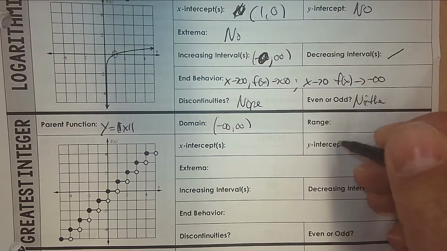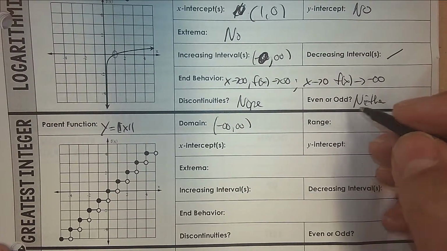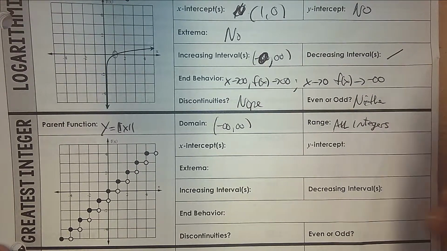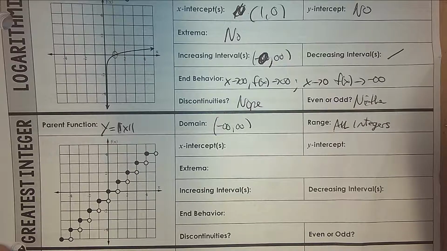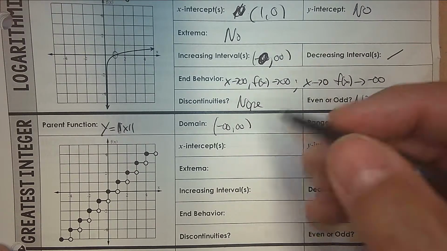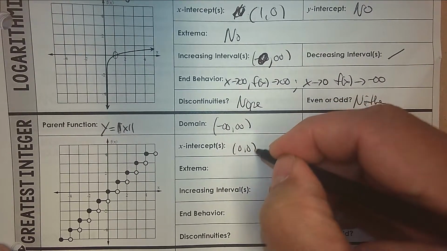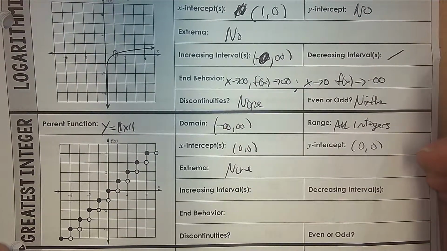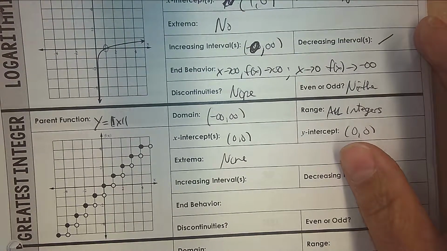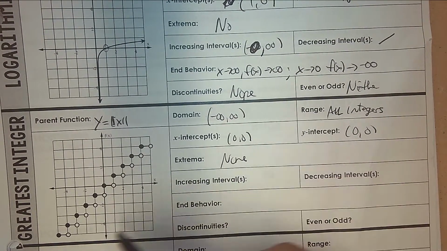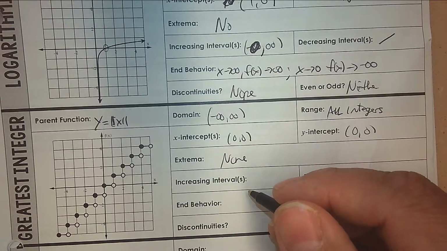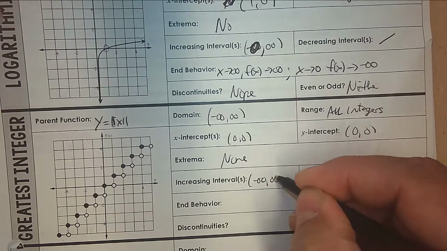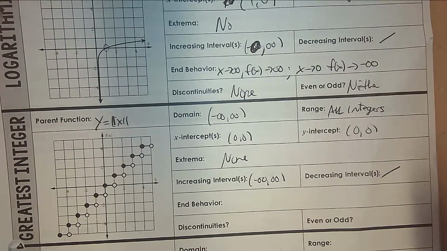The range for it are all integers. So you can't have a fraction or a decimal answer. So it can be negative or positive, but they're all integers. The x-intercept is at 0, 0, and so is the y. There's no critical points here. Where is it increasing? So as you look left to right, you can see that it's increasing going up, but there's also constants in between as it's increasing. So it's a little bit awkward to understand increasing and decreasing.